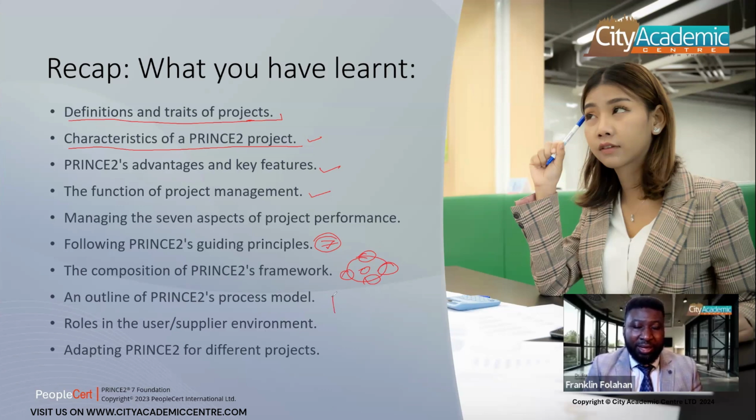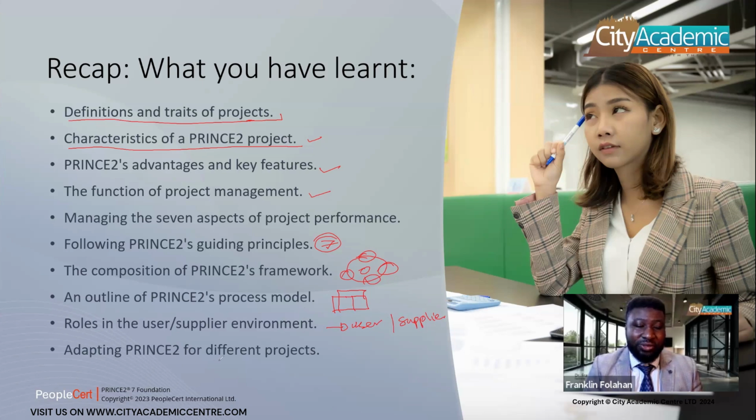By now, you should be able to draw a PRINCE2 process model and understand what goes where and why those things are there. You should understand the roles in the user-supplier environment. So who's a user, who's a supplier. PRINCE2 is based on the concept of a user-supplier environment. So the user says, this is what I want, and the supplier basically provides that to the user.